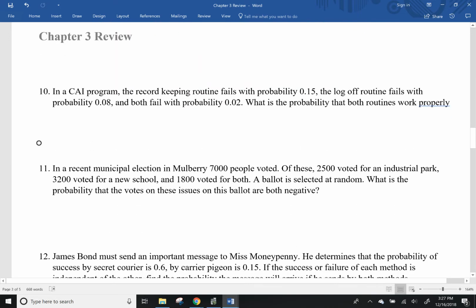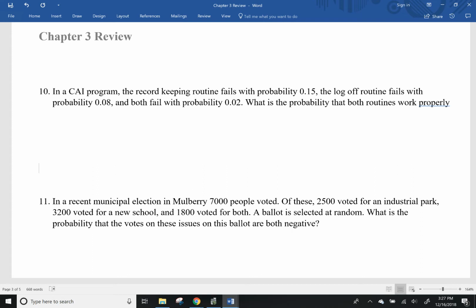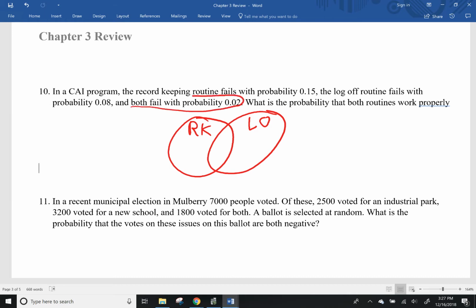Number 10. In a CAI program, the record-keeping routine fails with probability 0.15. The log-off routine fails with probability 0.08, and both fail with probability 0.02. What's the probability that both routines work properly? So again, it's probably easiest with our circles. So this will be our record-keeping routine. This will be our log-off routine circle. So they both fail with probability 0.02. So 0.02 is our middle region. Now we'll take the difference between that and the other probabilities to find out the other parts of these circles. So record keeping fails with 0.15, but we already know that 0.02 is shared with the log-off.